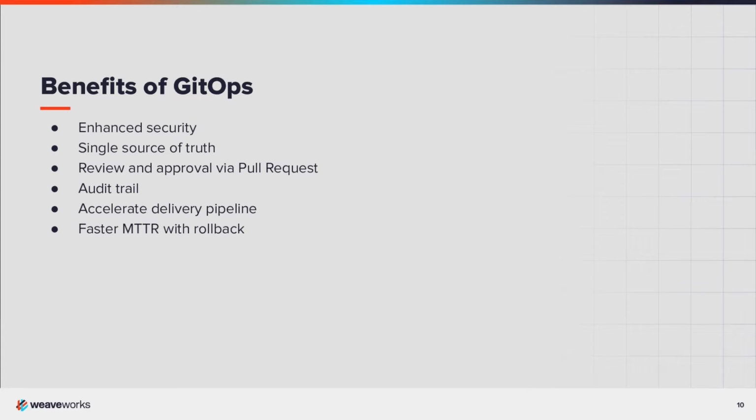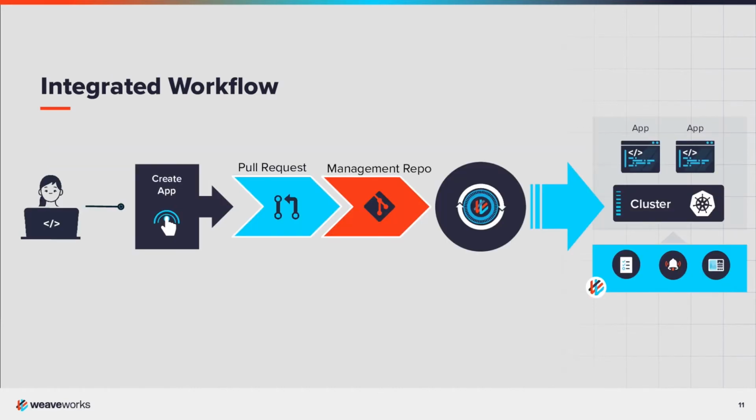Configuration drift is impossible. Git provides a complete audit trail of who changed what and when. Changes can be reviewed and approved via pull requests. Once a change has been merged into the monitored branch, it is immediately applied to the Kubernetes cluster, accelerating delivery. If a change proves to be suboptimal, it's easy to roll back to a previously known good configuration, significantly speeding up time to recovery. This diagram shows a typical workflow for a GitOps deployment.